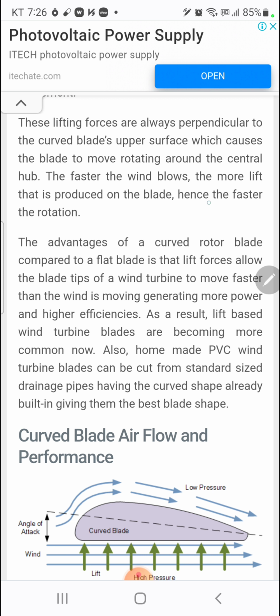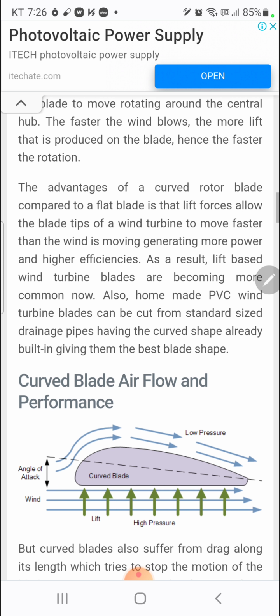The faster the wind blows, the more lift that is produced on the blade, hence the faster the rotation. Okay. I got it.